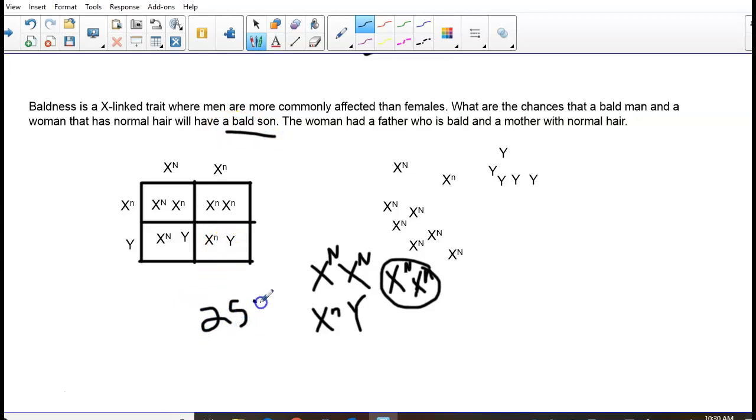Now, if I ask what are the chances of having a bald child, male or female, it would be 50%. But the answer for this one is 25%.